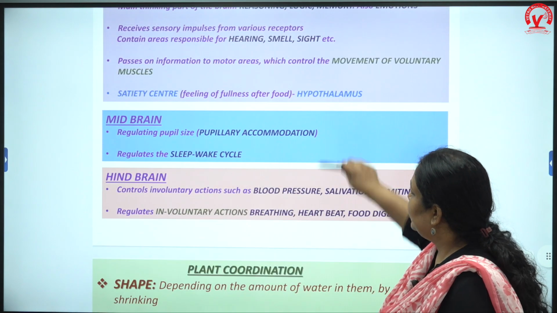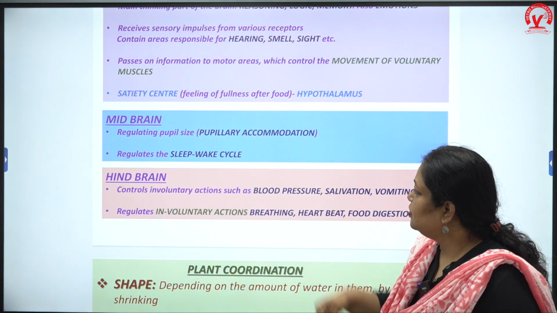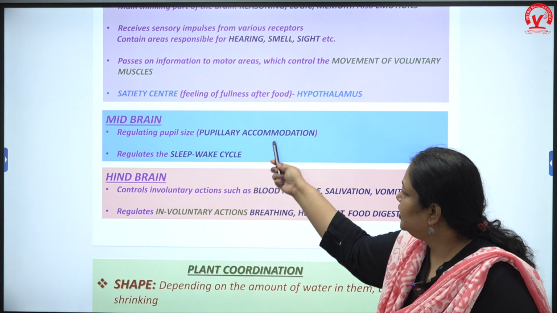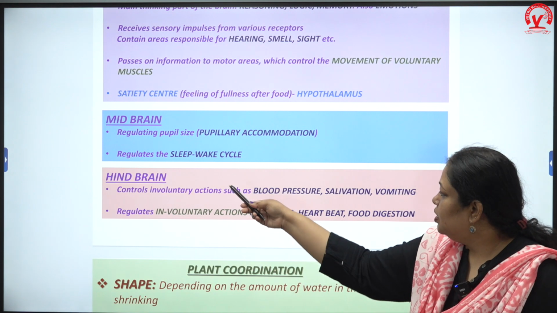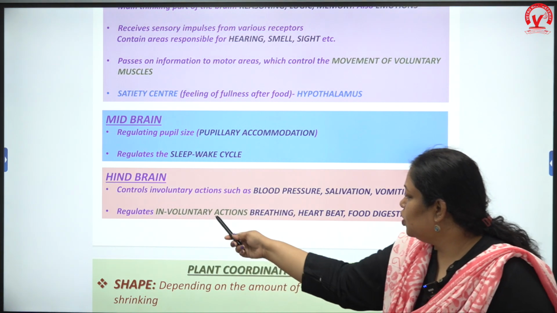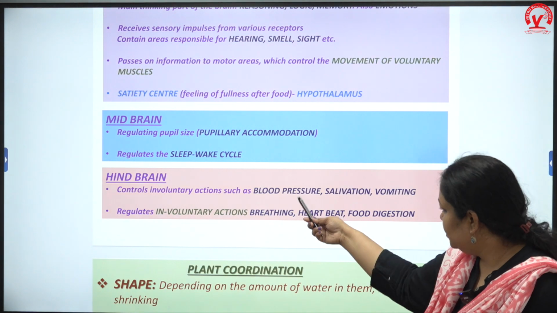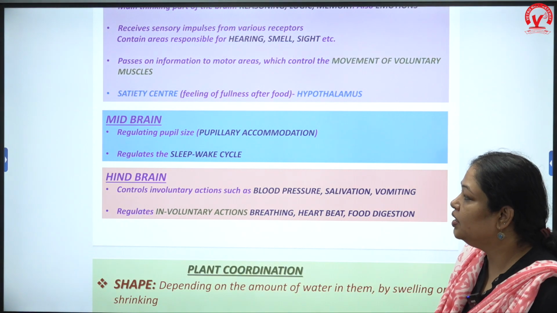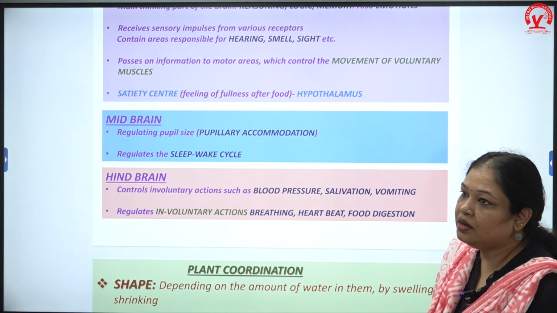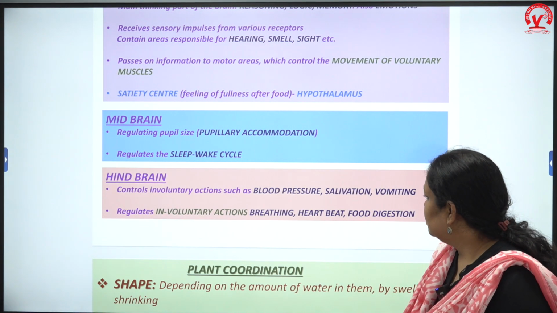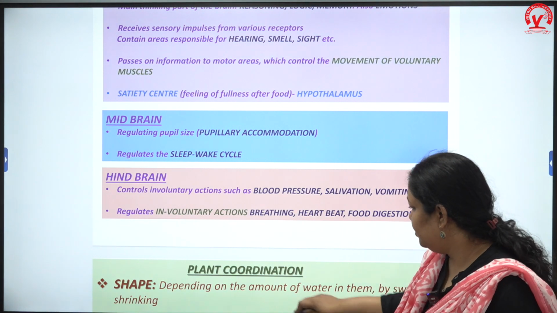Okay, so now we have the midbrain. The midbrain actions include a lot. To state a few, I have to say pupillary accommodation, and then we have the sleep-wake cycle. The hindbrain, as I said, has the involuntary actions like breathing, heartbeat, food digestion, and then the blood pressure, salivation, vomiting. These things are controlled by the medulla oblongata. The blood pressure, salivation and the vomit center, all that is controlled by the hindbrain.